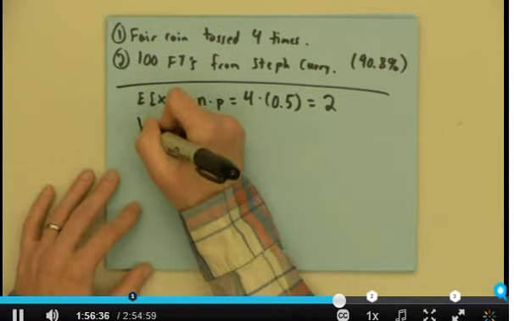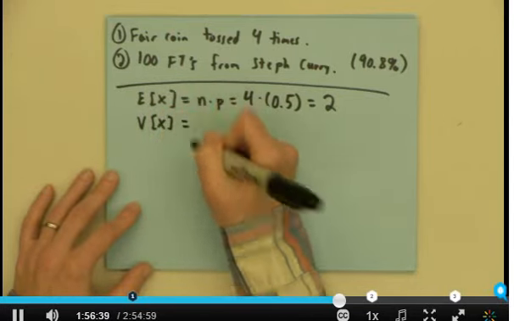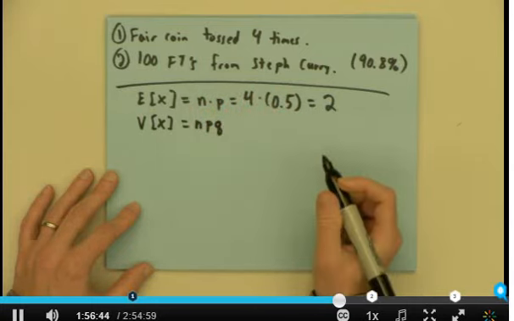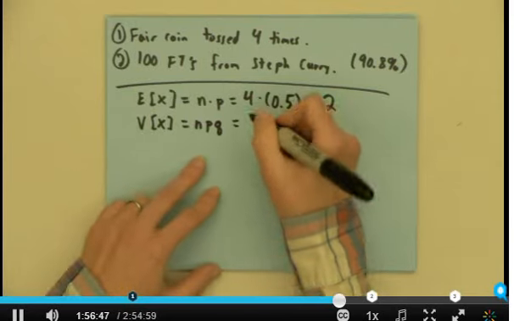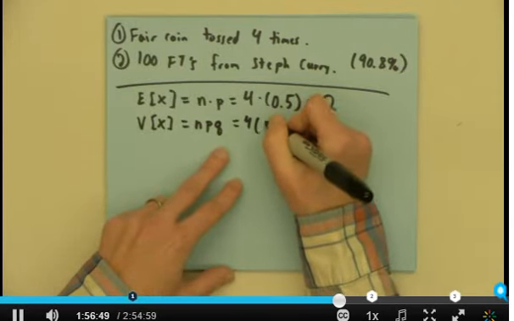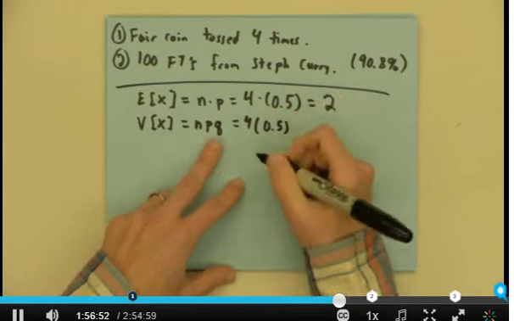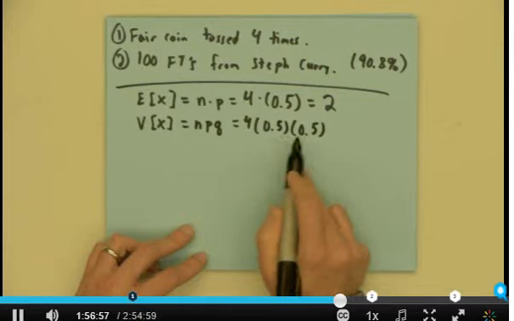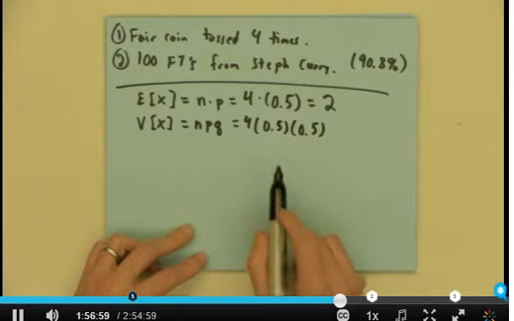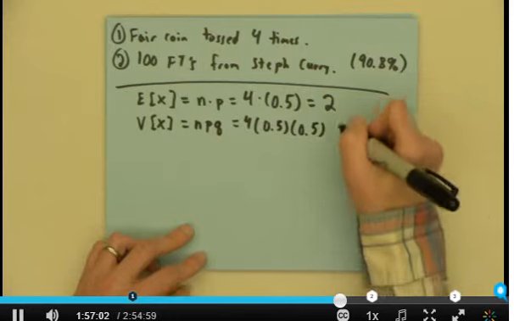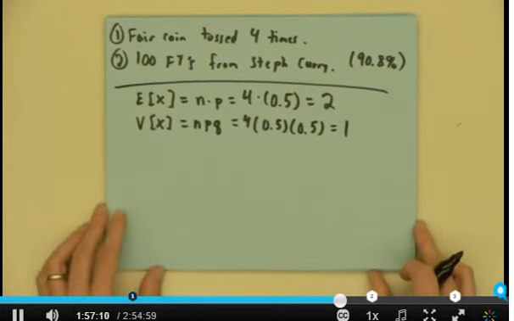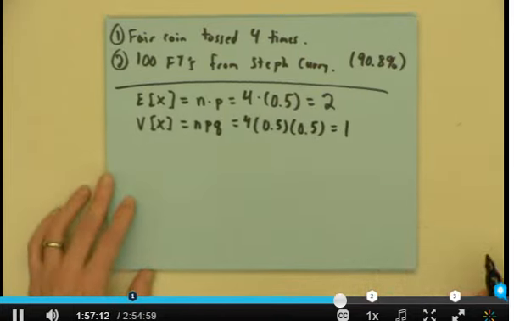All right, what's the variance? Well, that formula is n times p times q, which is 4 times the success rate, so the probability of heads, times the failure rate, probability of tails. And because it's a fair coin, these two things are the same, which makes my life even easier. 4 times a half times a half is 1. Alright, so that's the expected value and variance for 4 tosses of a fair coin.